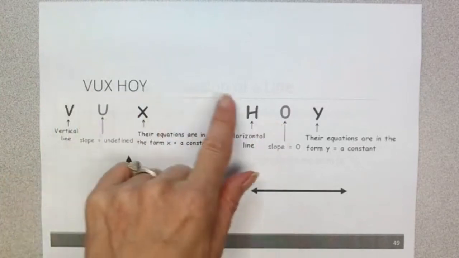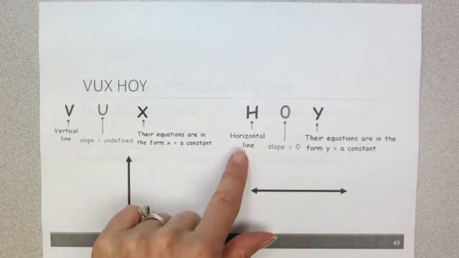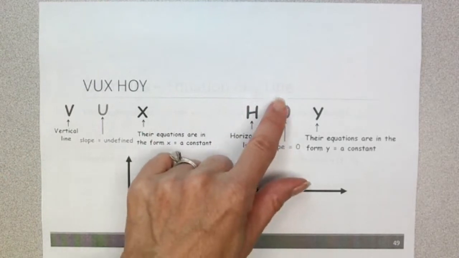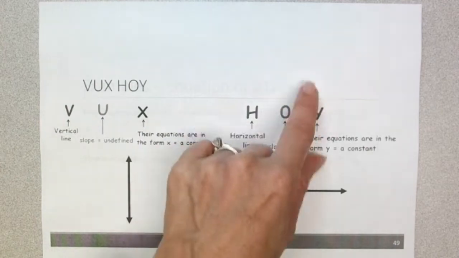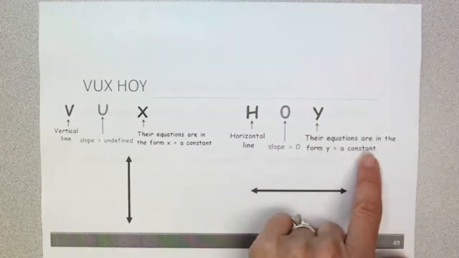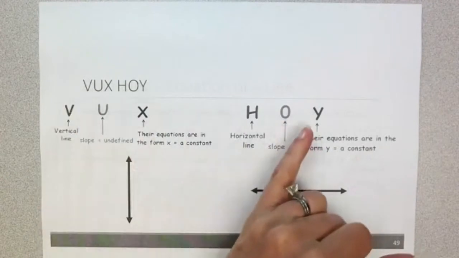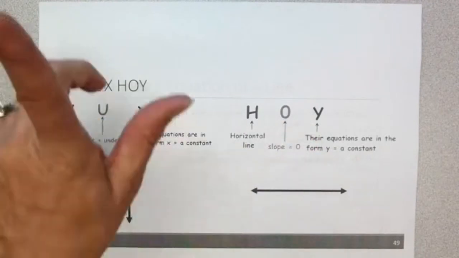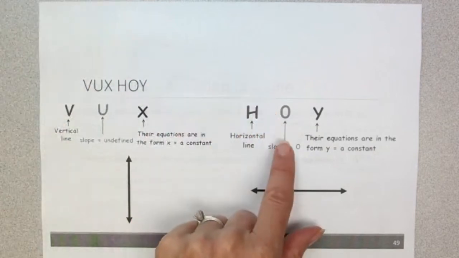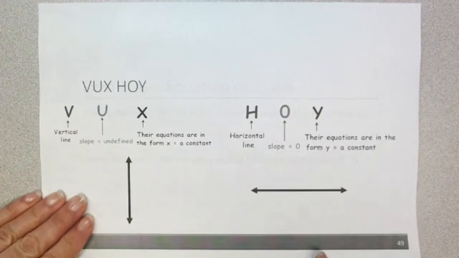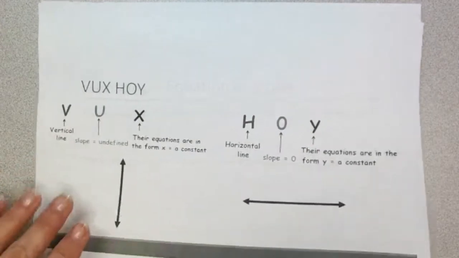The HOY portion of VUXHOY says horizontal lines, H for horizontal line, have a slope of 0. Okay, we're taking a little liberty here, O and 0. But the equation then is going to take the form y equals some constant. All right, so VUXHOY: vertical line has an undefined slope, x equals some constant. HOY: horizontal line has a slope of 0, and the equation is y equals some constant.